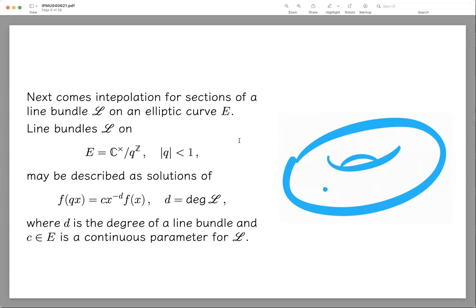And so this says that in contrast to what we had before, for polynomials we had no freedom. For Laurent polynomials we had a freedom of where to start, and for an elliptic curve we have a freedom which is really a continuous moduli for line bundles. And so when we want to interpolate sections of line bundles, we'll have to take that continuous degree of freedom into account.